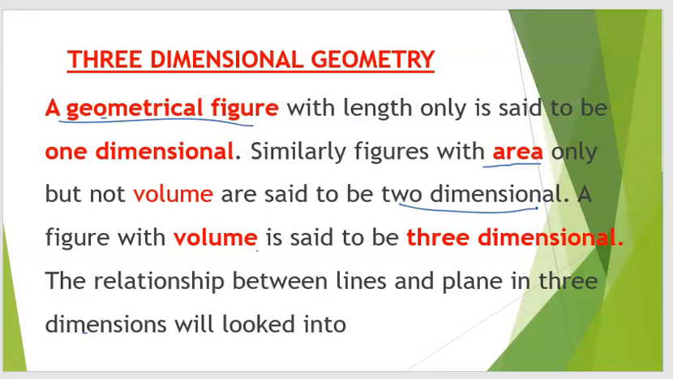Examples of these two-dimensional geometrical figures are rectangles, triangles, circles, and so on. But those figures with volume, we refer to them as three-dimensional figures. Good examples are a cone, cuboid, cube, and so on. These figures can be described in terms of volume. In other words, they have length, width, and height. So in this area, we are going to be looking at the relationship between lines and planes in three dimensions.